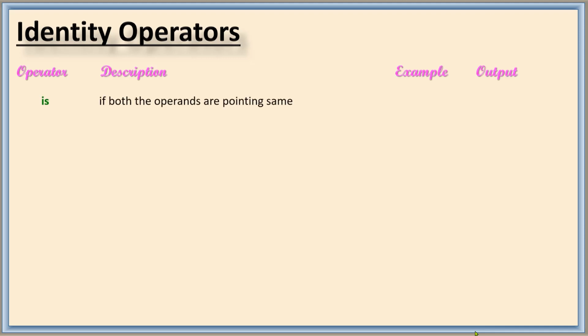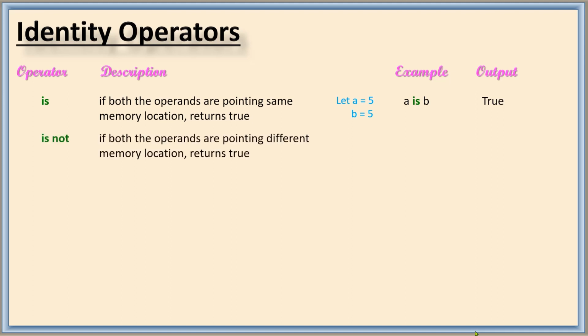Next we are having identity operators. There are 2 identity operators, one is 'is' and other one is 'is not'. Is, if both the operands are pointing same memory location, returns true. For example, let us have A is equal to 5, B is also 5, and then now A is B. So both are having same value, that is same memory location it denotes. So it will result as true. Is not is opposite to that, if both the operands are not pointing the same location, then it will be giving false as output.